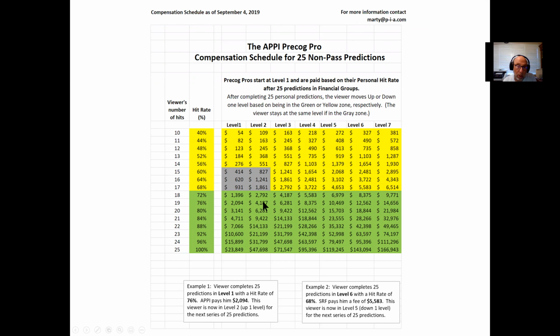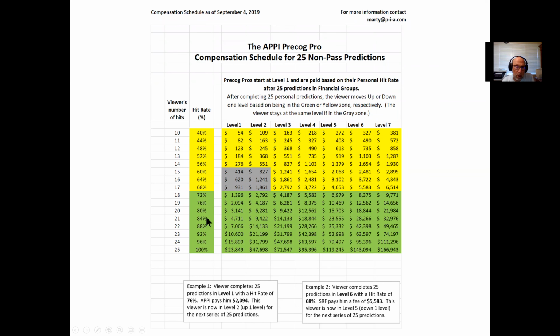And now they keep learning and improving, and they get up to 80%. They get $9,422. And that can continue. And you can see you can get up to hundreds of thousands of dollars for 25 predictions, as you get to higher levels and very good hit rates, of course.